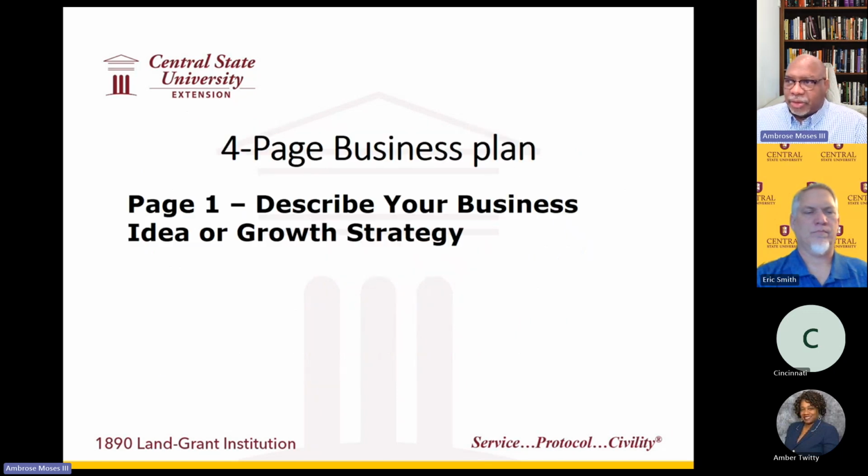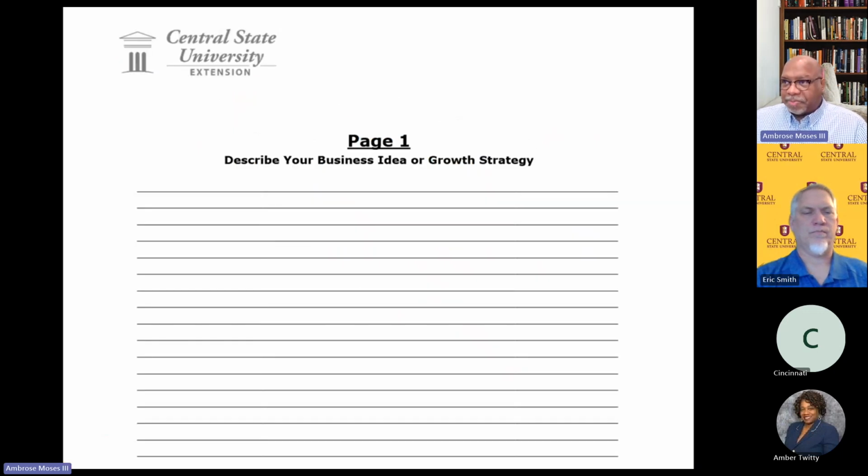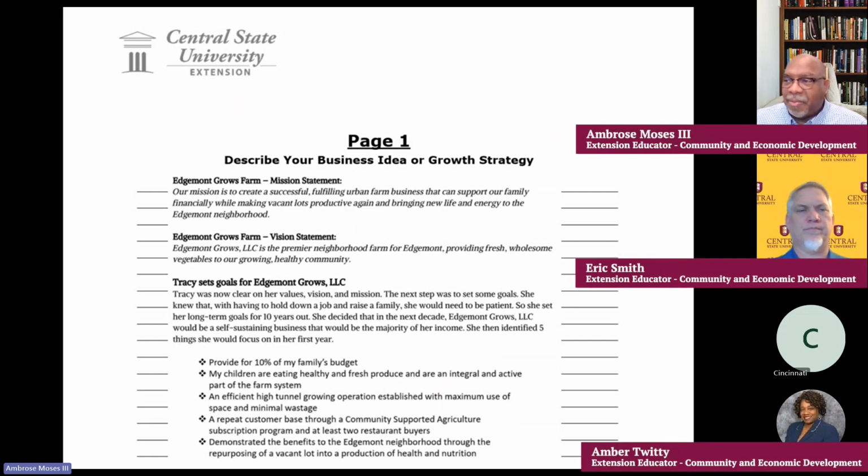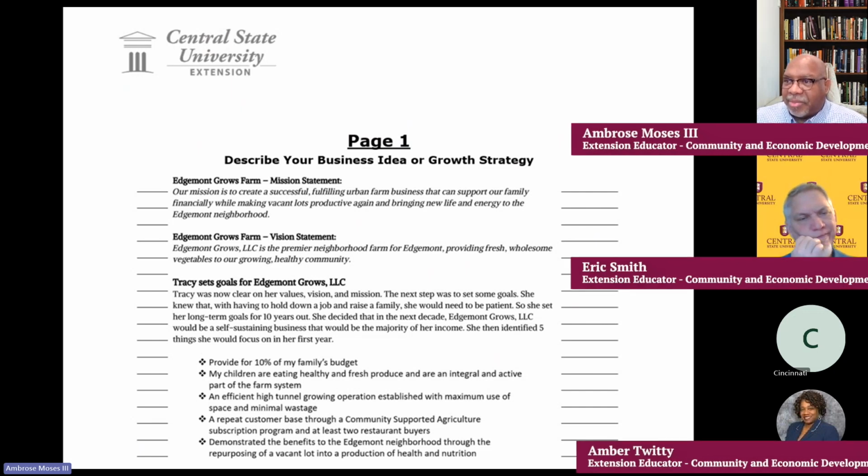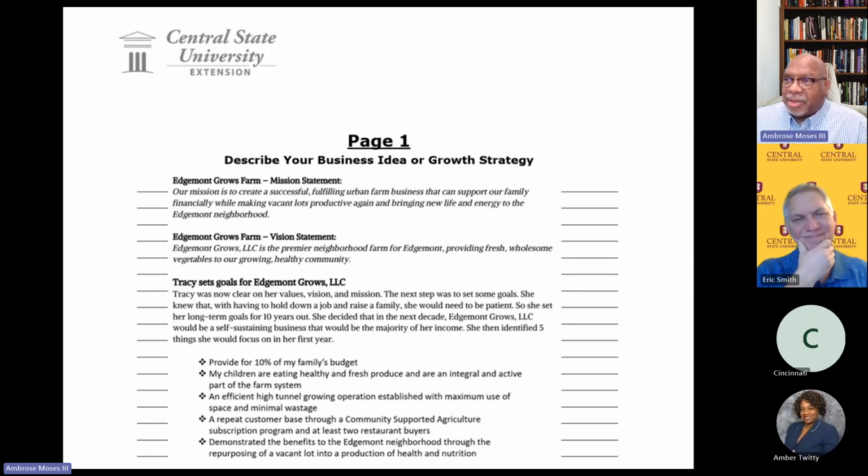So with respect to page 1, as we said, you're going to describe your business idea or your growth strategy. You might be an existing business and you're looking to describe your growth strategy. And so page 1 is simply a page to describe your business idea or growth strategy. You have your different lines so you can write down your text. What we've done here is take some components of Tracy's business overview, her mission statement, vision statement, and some of her goals, and just pasted those onto page 1.